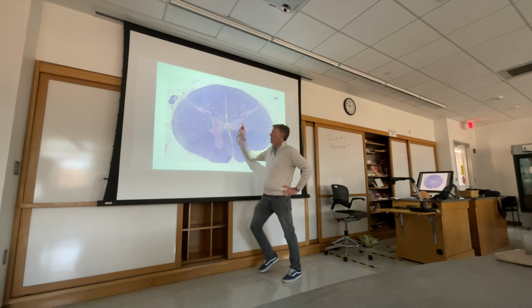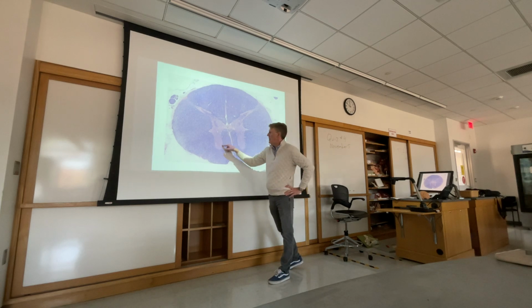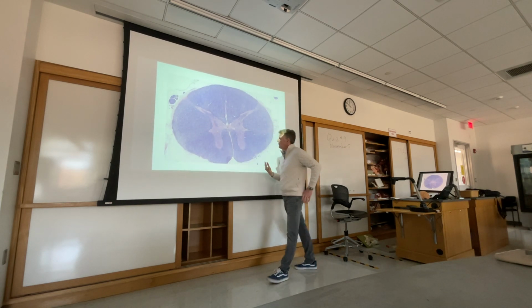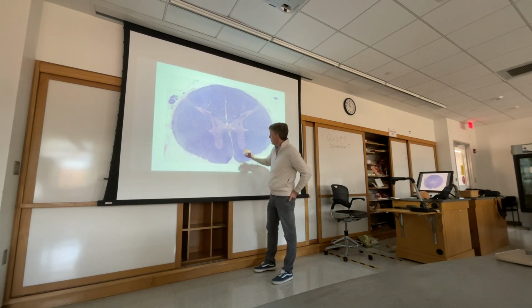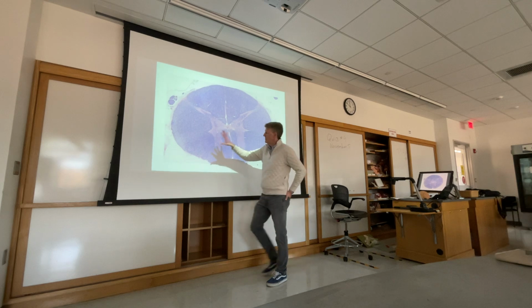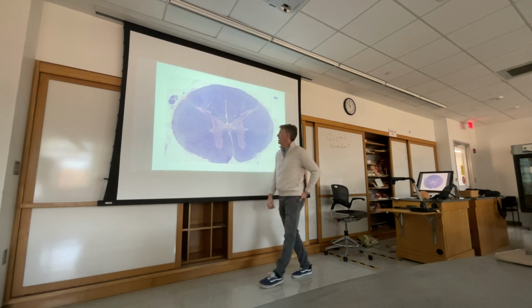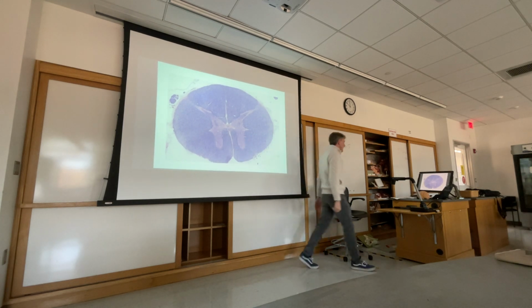Back there would be the posterior gray horns. Anterior gray horns would be there and there. This is going to be the lateral gray horn, and then for the white matter, this would be the anterior white columns, lateral white columns. And then back there would be the posterior white columns. Okay. Once again, the central canal kind of got compressed, so you really can't see it.